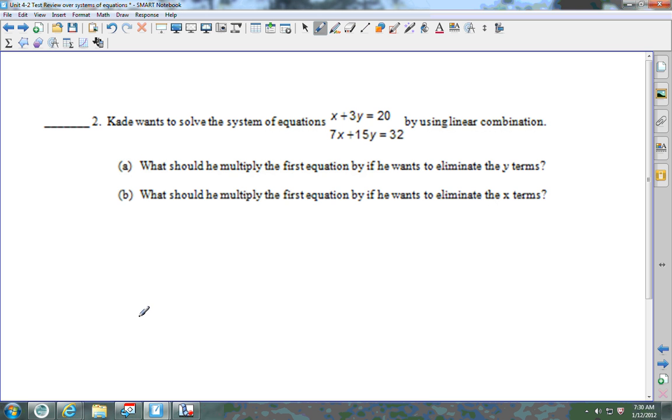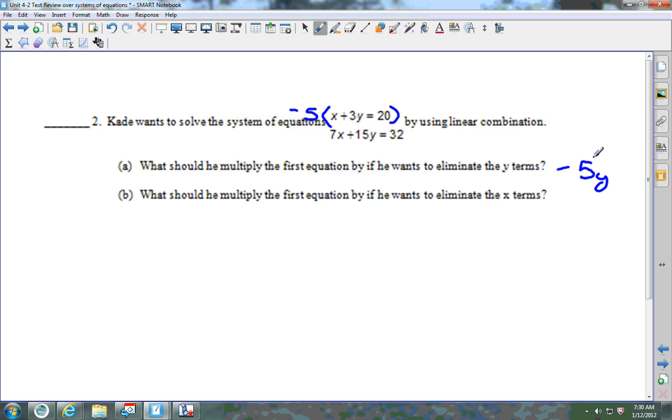The next one, it says Cade wants to solve the following system of equations by using linear combination. What should he multiply the first equation by if he wants to eliminate the y terms? Okay, so right here, if I want to get rid of the y's, look at this. What times 3 gives you 15? Because you need these numbers to be the same. If I wanted to do it by the y's, you would multiply a 5. The problem is they're both positive, so this would be a negative. So you would multiply by a negative 5.